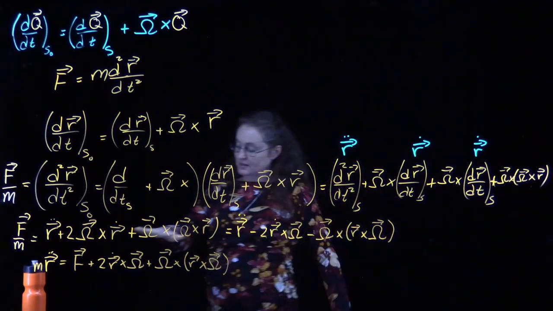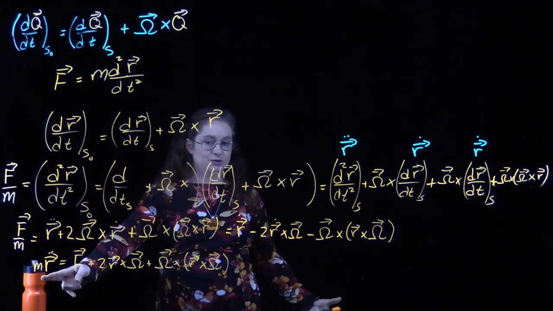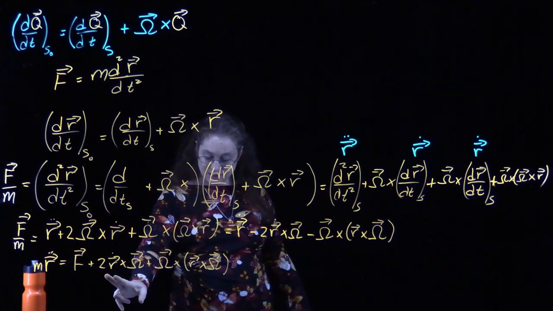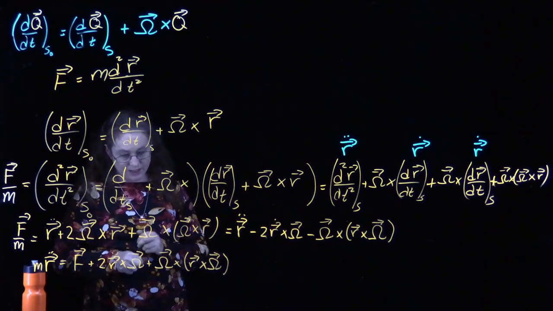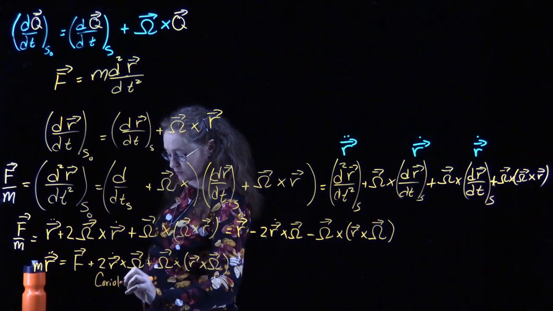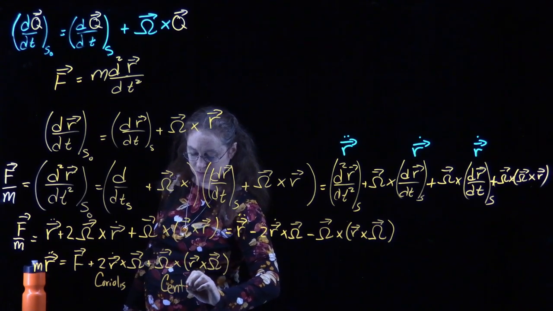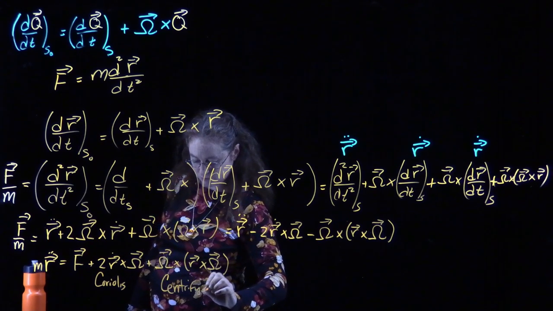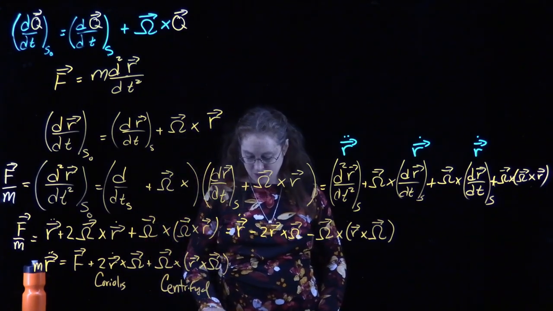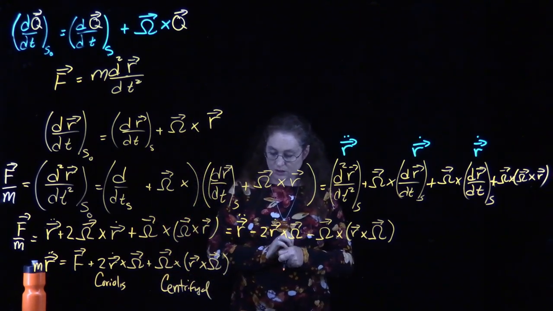Okay, so this is telling me that my apparent force in the non-inertial reference frame is equal to the actual force plus this term, which we will call the Coriolis force, and this term, which is the centrifugal force. So then what we're going to do, we're going to look at these separately.